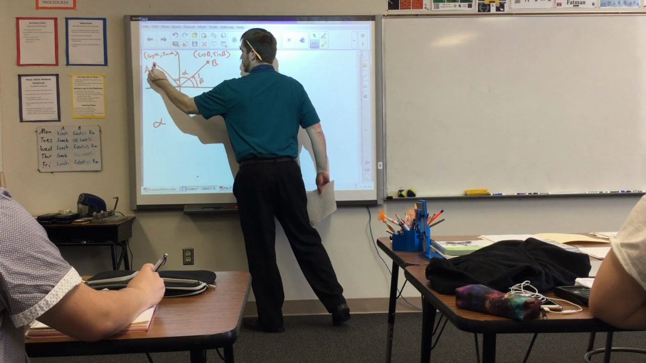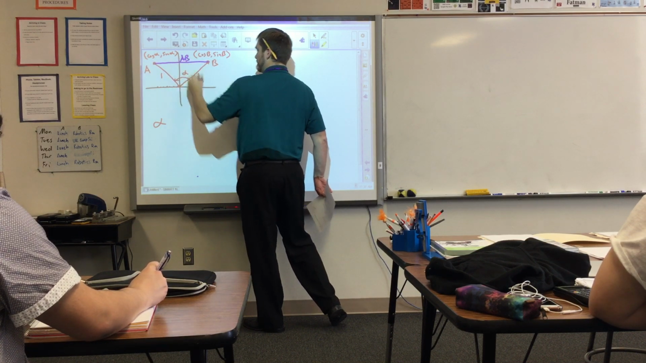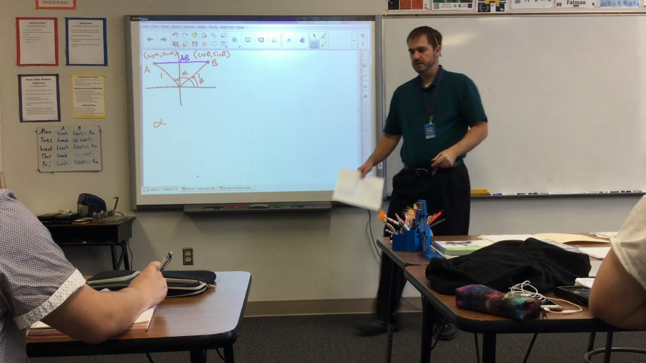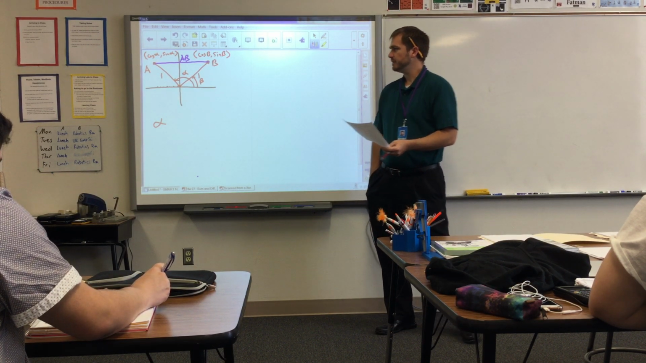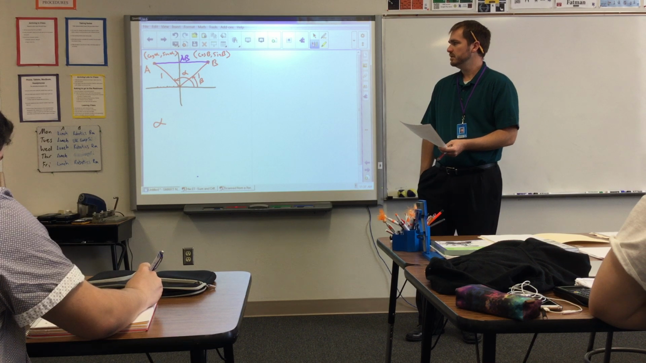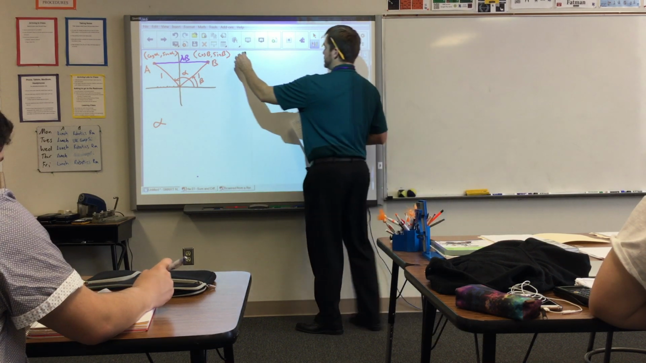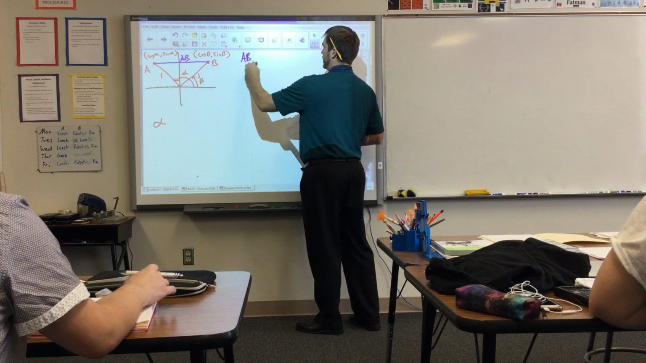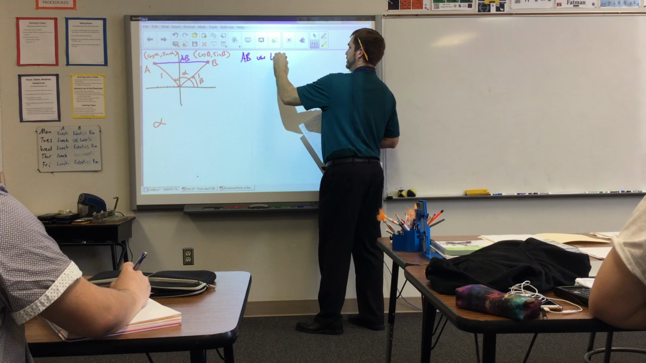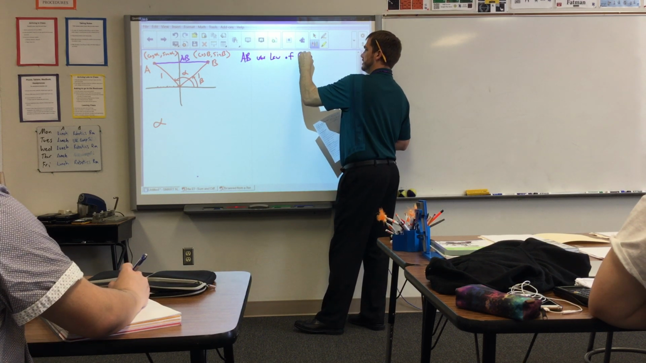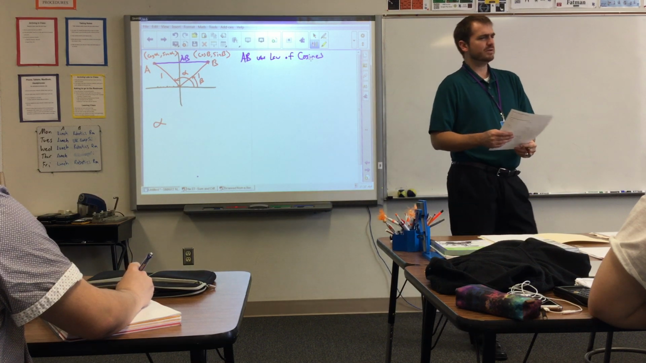So what I'm going to do is draw this line segment AB, call it AB. And now I'm going to find AB using the law of cosines. Wow, that's kind of a stretch. Do you remember the law of cosines?